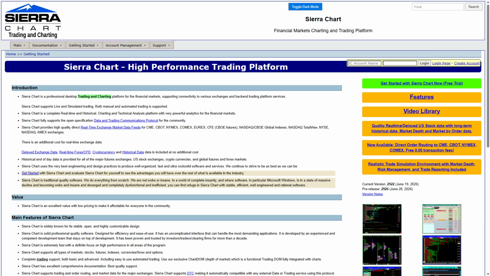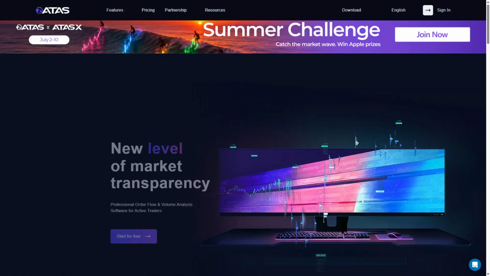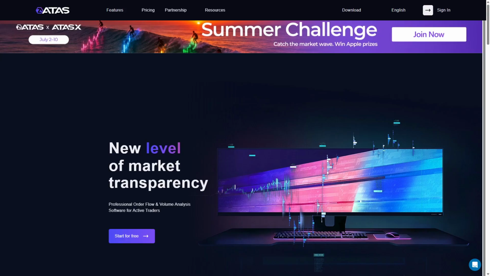Sierra Chart is recommended for experienced traders who require extensive customization, advanced data access, and are comfortable navigating complex setups. ATAS is the better choice for traders seeking a visually intuitive, ready-to-use platform that simplifies order flow analysis without sacrificing power. Selecting the right platform depends on your trading priorities, but both deliver robust tools to enhance market understanding and execution.